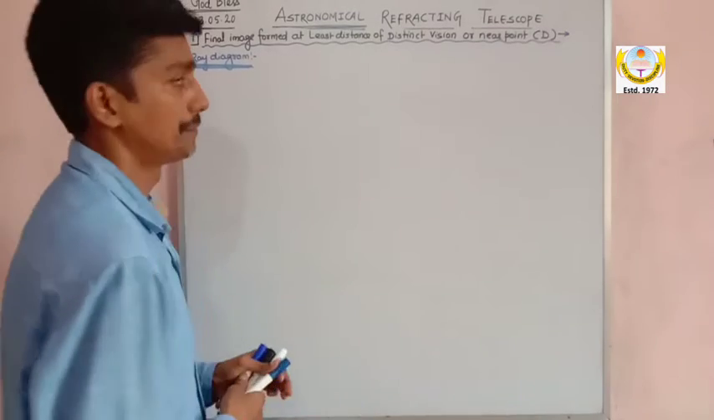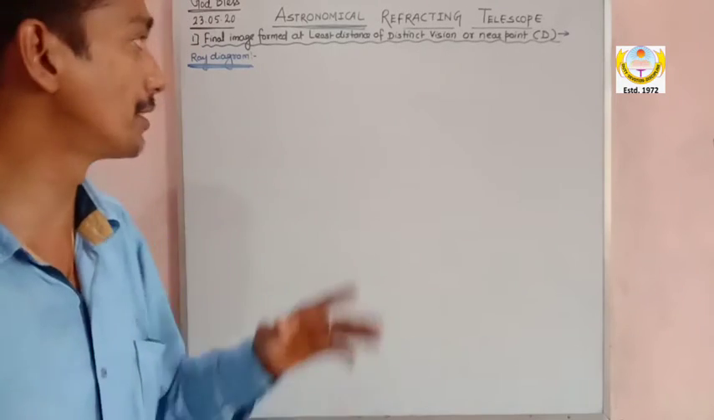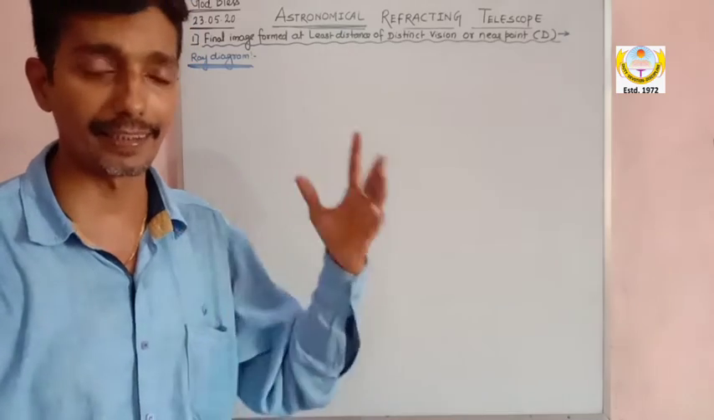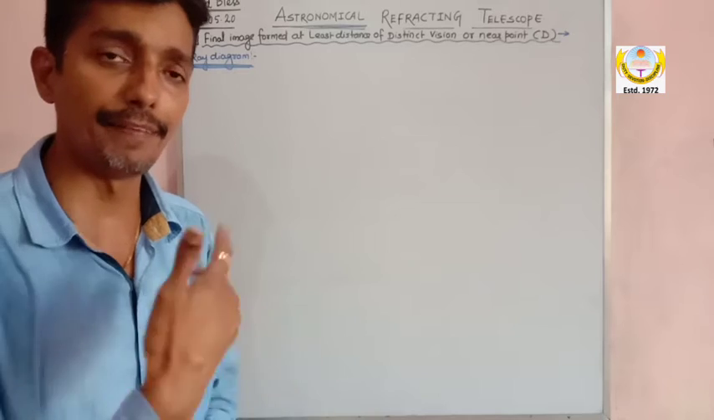Let us start with the ray diagram for the first case, that is the final image formed at the least distance of distinct vision or near point, that is at capital D. Now, as you all know, we have to draw an objective and we have to draw an eyepiece.